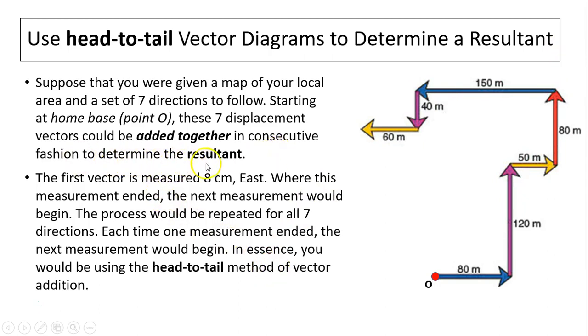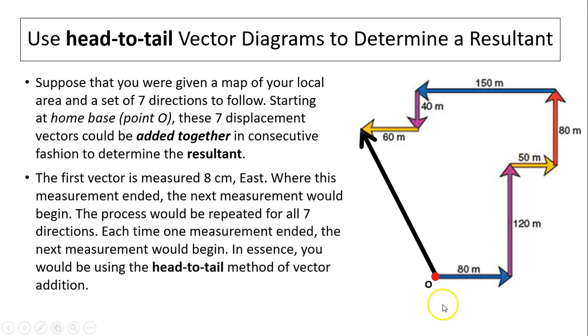You can determine the resultant vector. Suppose the first vector is measured as 8 centimeters. You use the scale of 1 centimeter equals 10 meters, east. Where this measurement ends, right over here, the next measurement would begin. So you will have 12 centimeters going up north. Then where the second one ends, you will start with the third vector, and so on. In essence, you would use the head-to-tail method for vector addition.